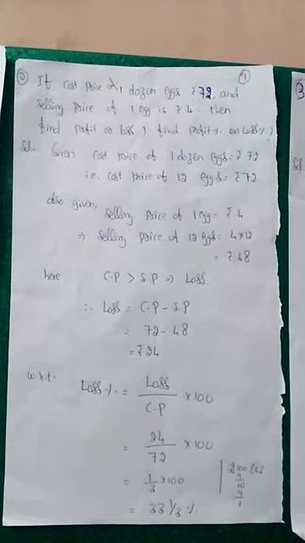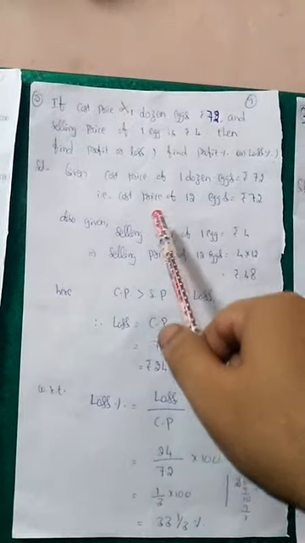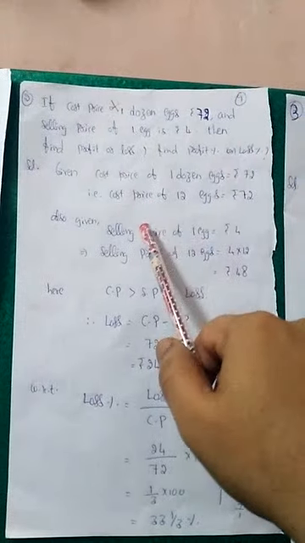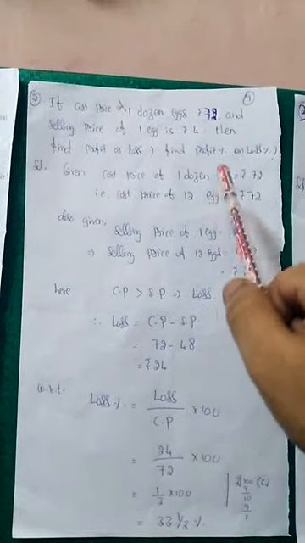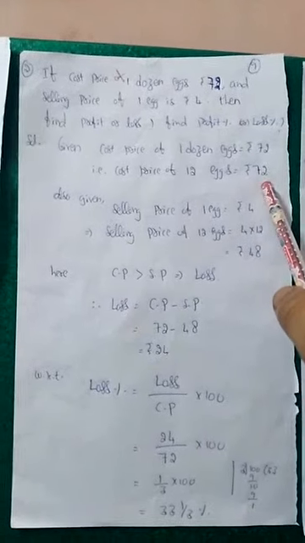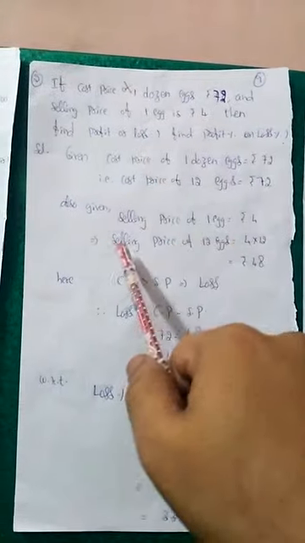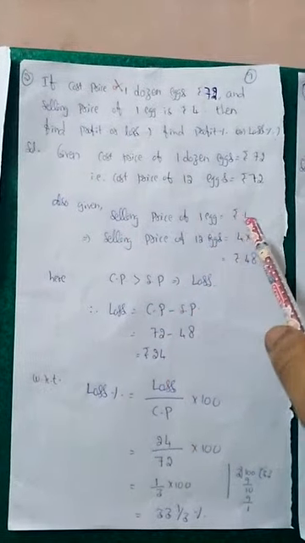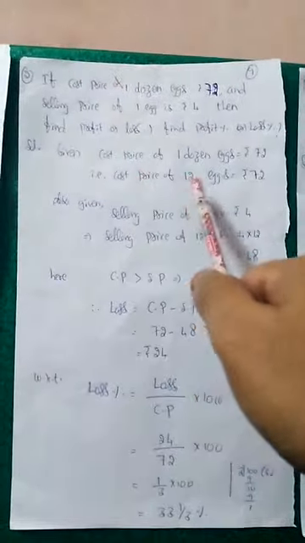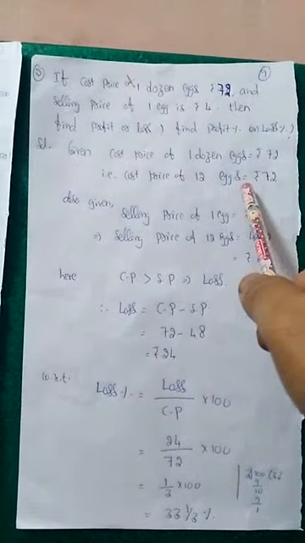Write down the given information. Given cost price of 1 dozen eggs is 72 rupees. That means cost price of 12 eggs. 1 dozen means 12. So 12 eggs cost 72 rupees. And also given selling price of 1 egg. How much? 4. Find out selling price of 12 eggs. Why? Because cost price is given for 12 eggs.